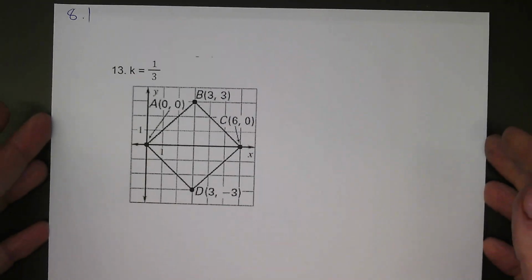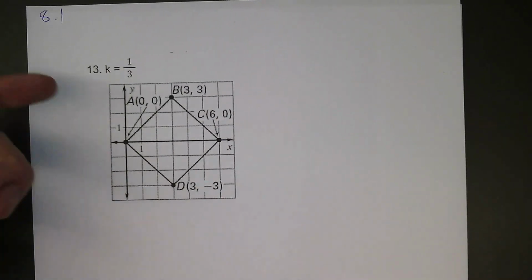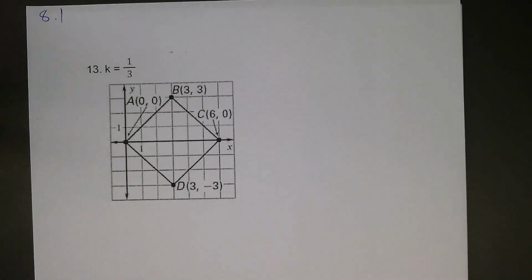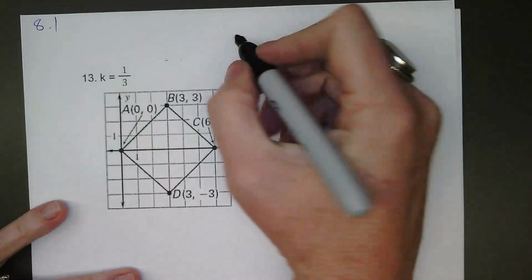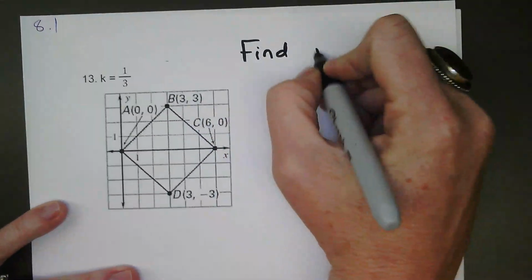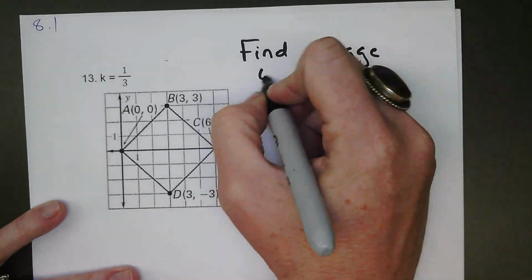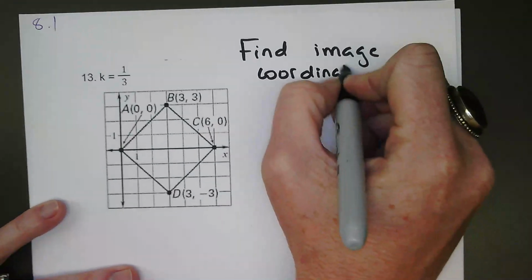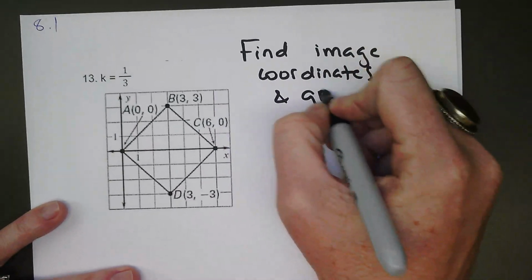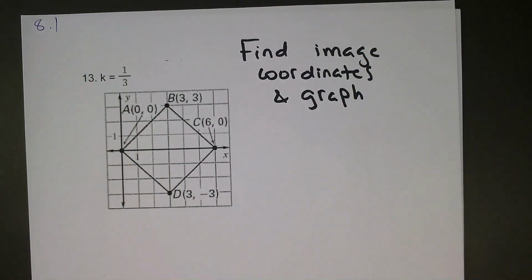We are looking at a problem from 8.1. We're given a graph, we're given a scale factor, and then we are asked to find the image. When I snipped this out from the original, I forgot to snip the directions, but the directions are to find the coordinates of the image and graph. So we can put that on here. Find image coordinates and then graph.